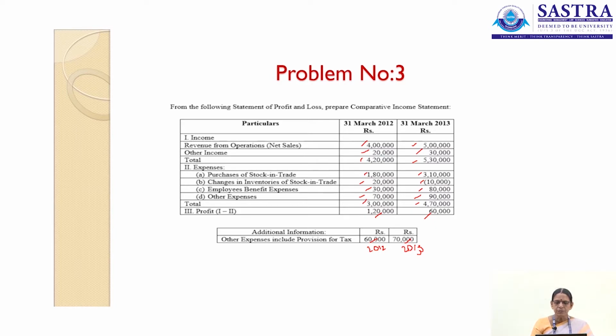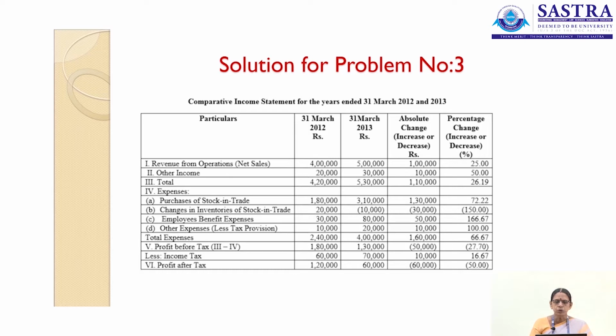See, this other expenses for 2012 is 70,000. Out of the 70,000, 60,000 is your provision for tax. So deduct your 60,000 from the 70,000, 10,000 is said to be the expenses for 2012. The same way for 2013, we have 90,000 minus your provision for tax as 70,000, we will get 20,000 for 2013. So we have to compare only 10 and 20 here, and this provision will go to the balance sheet item, and that will be calculated only in the comparative balance sheet. We shall see the solution here.